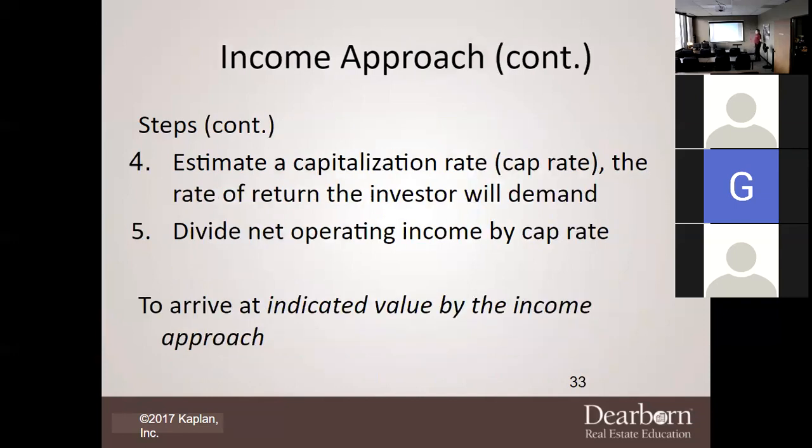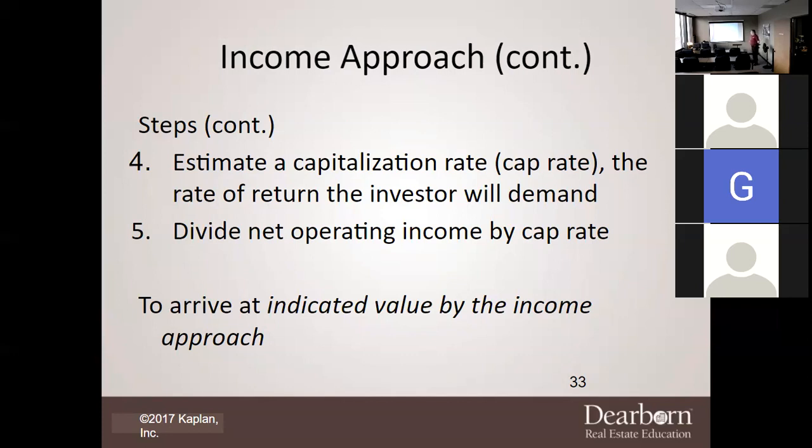You then estimate what's called the cap rate, and that's going to be your rate of return that the investor wants to seek, and that always varies, okay? And then you divide the net operating income by the cap rate, and then you'll arrive at your indicated value by the income approach. And don't freak out there. I'm going to put some supplemental videos up for y'all to watch and review.